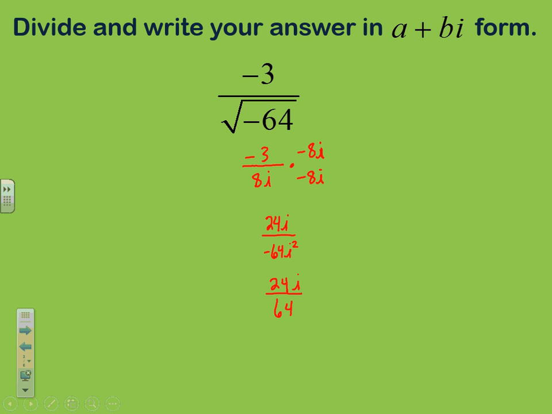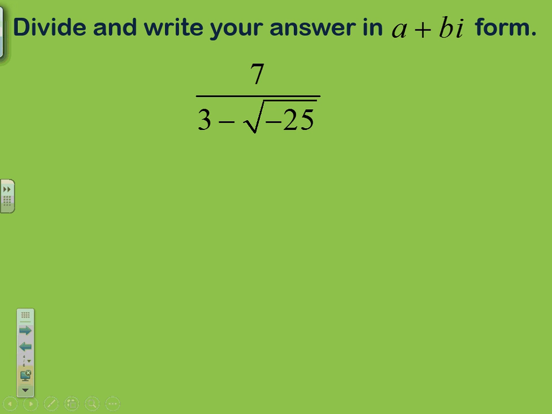Now at this point, the 24 and the 64 do have a common factor of 8. So the 24i over 64 will simplify to be 3i over 8 to make sure that it's in its most simplified form. This answer of 24i over 64 is not incorrect, but it's not completely correct because it's not simplified all the way.